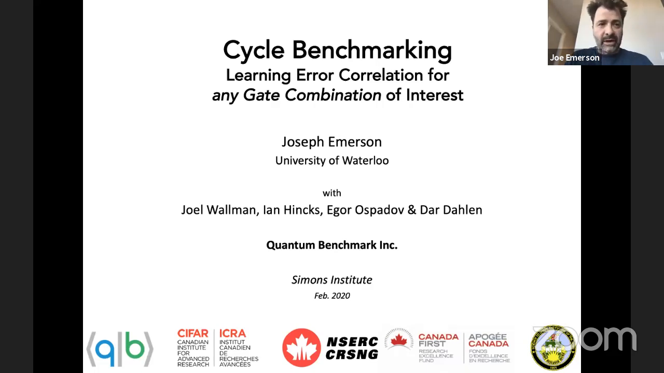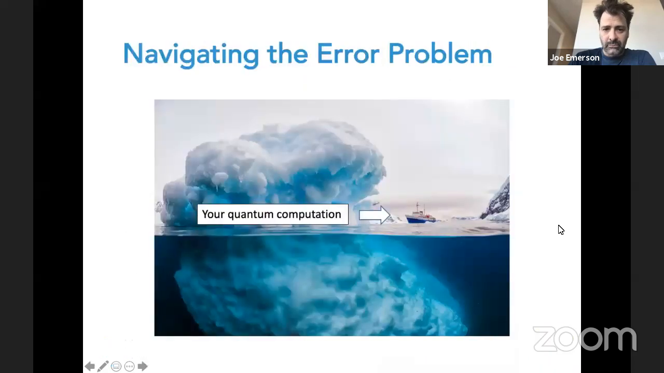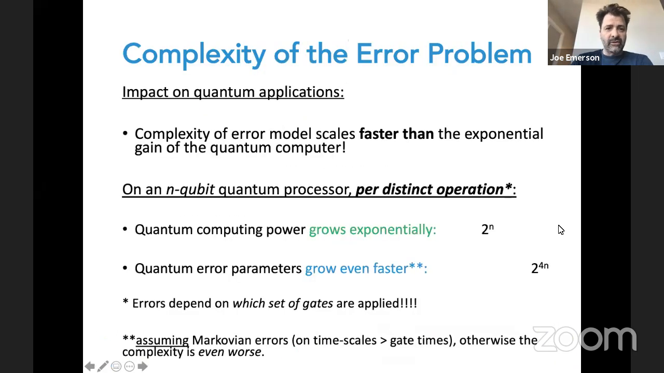I understand this is more of a theory audience, an audience that's not super familiar with benchmarking, so feel free to ask me to elaborate on any of the background information. Okay, great. So the first thing I want to emphasize is the complexity of the error problem.